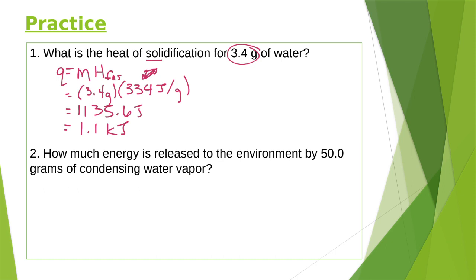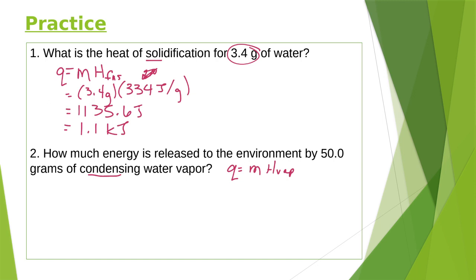Second example: how much energy is released to the environment by 50 grams of condensing water vapor? So same thing now, we're recognizing that we're condensing water vapor. So we have to use the formula Q is equal to the mass of my substance times the heat of vaporization. Okay, so again, we know we're not vaporizing, we're condensing. But we tend to use these terms, heat of fusion, heat of vaporization, for these two different phase changes.